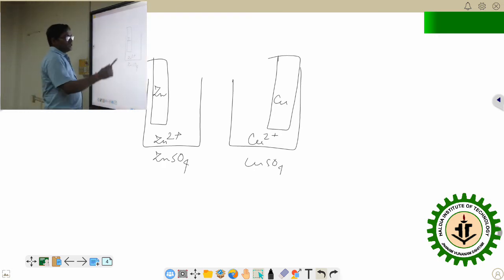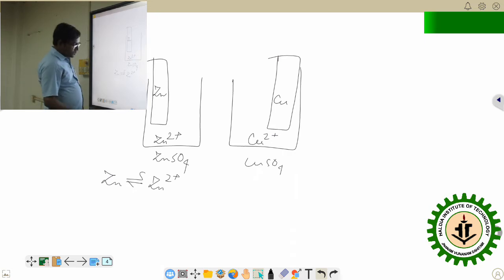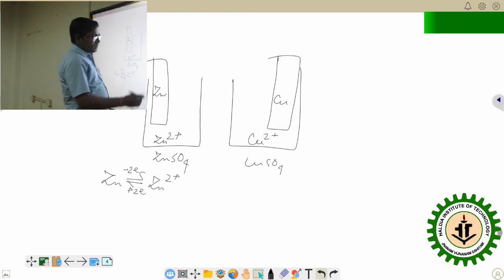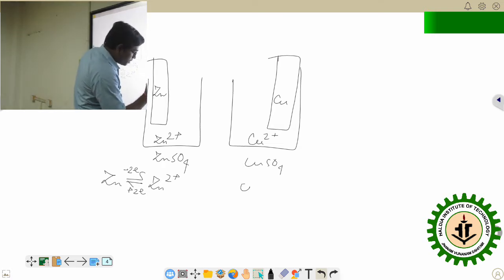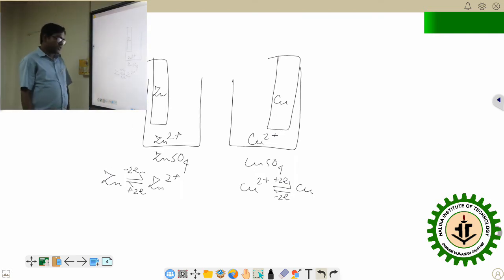When we place the zinc rod in the solution of zinc 2 plus, there will be an equilibrium between zinc and zinc 2 plus. Zinc is oxidized into zinc 2 plus by losing 2 electrons. Parallelly, zinc 2 plus accepts 2 electrons to become zinc. What is happening here? In a similar manner, copper 2 plus in the solution is reduced into copper by taking 2 electrons. At the same time, copper may lose 2 electrons to become copper 2 plus. This exchange of electrons takes place at the surface between the metal rod and the solution.